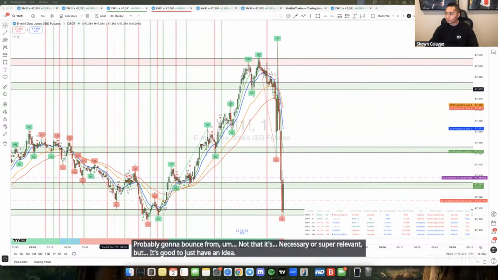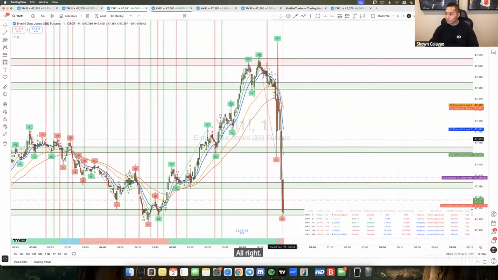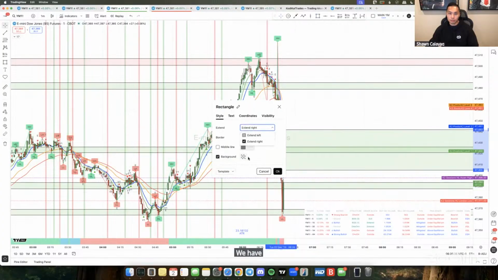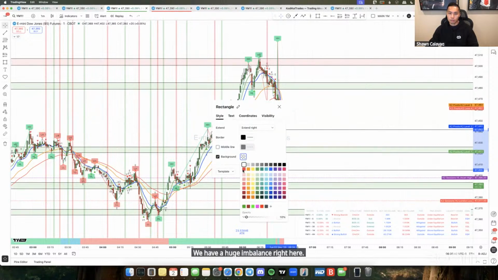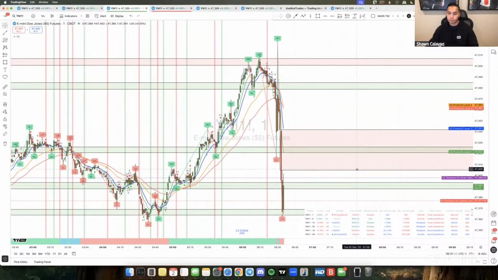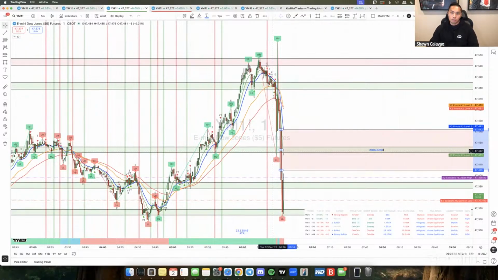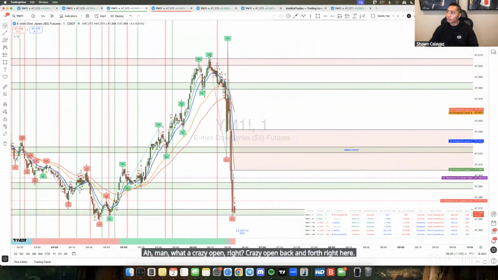So we got a ton of imbalances here. Not that this really matters for us too much, but I'm marking it up anyways. We have a huge imbalance right here. Price might break and retest this area. Oh man, what a crazy open, right? Crazy open, back and forth right here. Not a big deal though. Like we talked about before, we're gonna follow it as we go.